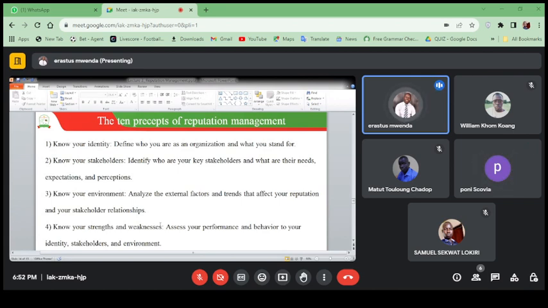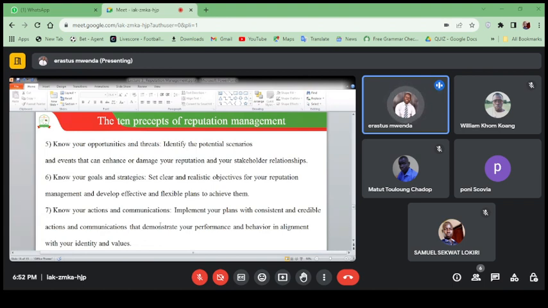Finally, on the fourth one, you need to know your strengths and weaknesses. We have just mentioned this a while ago. Of course, you need to build on your strengths and capitalize on them, so that customers can benefit from the good work that you are doing.